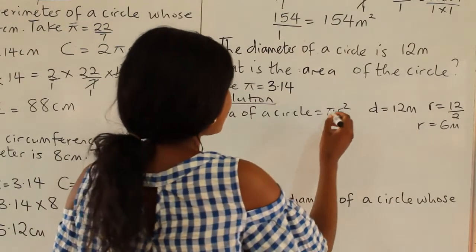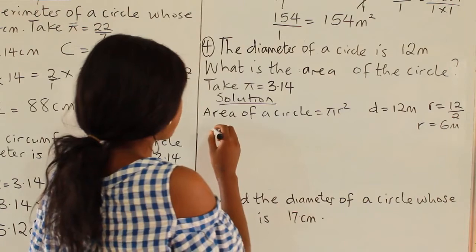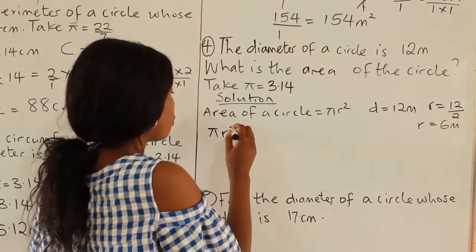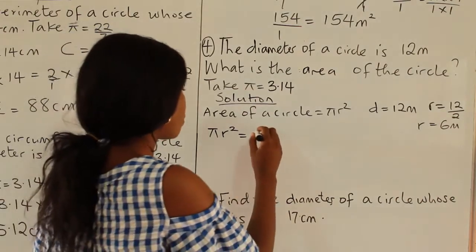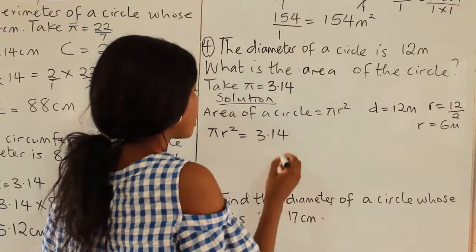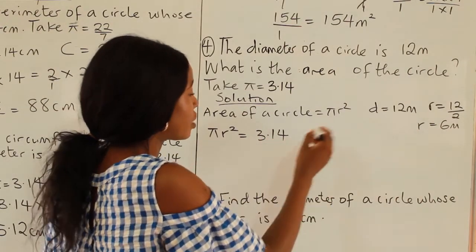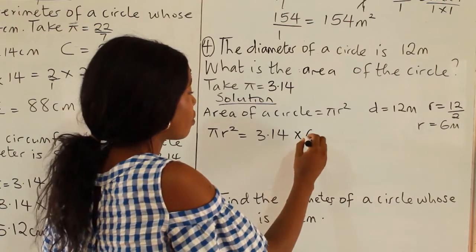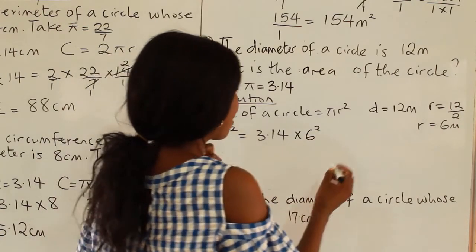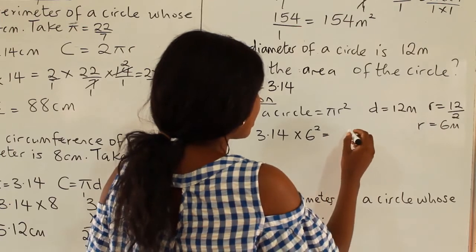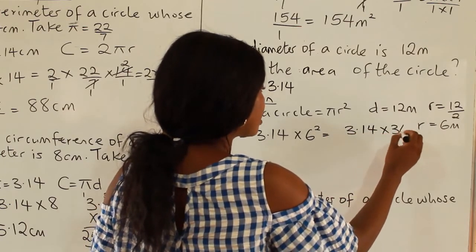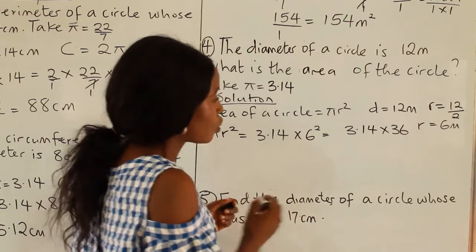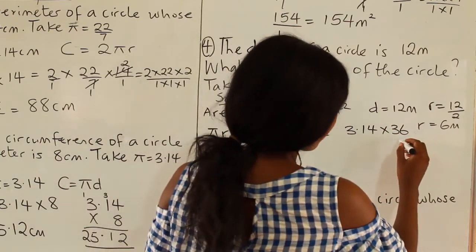Alright, and from the formula we have our pi given in the question to be 3.14, and we have gotten our r, which is 6, so we have 6 squared. What we have here now is 3.14 times 36. So we multiply 3.14 by 36.